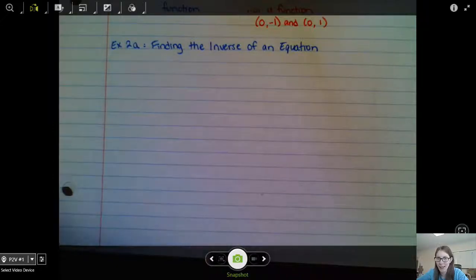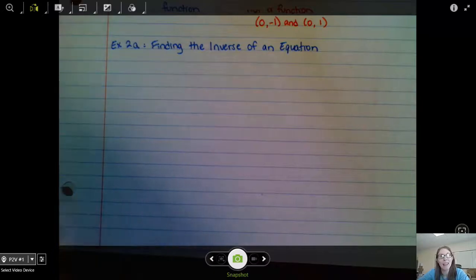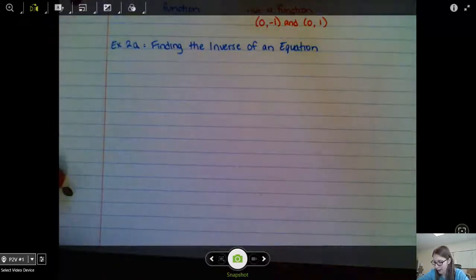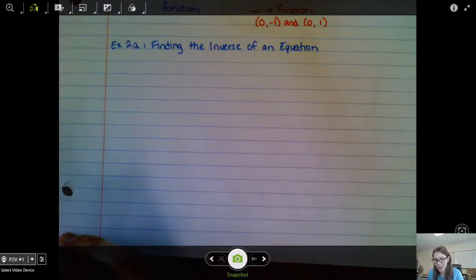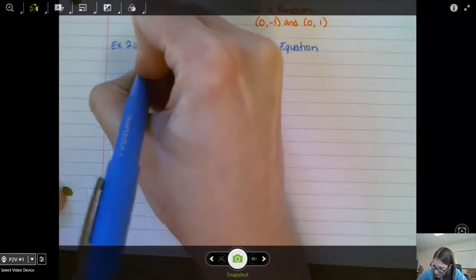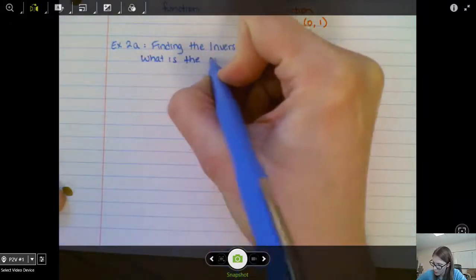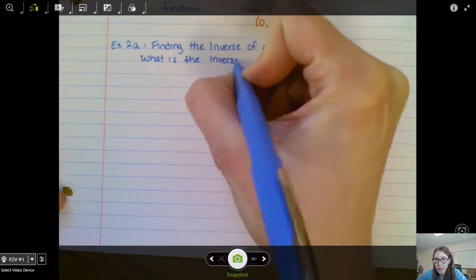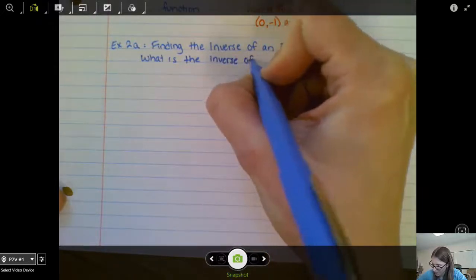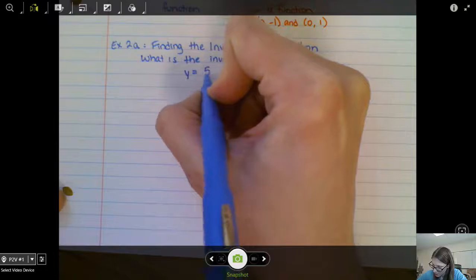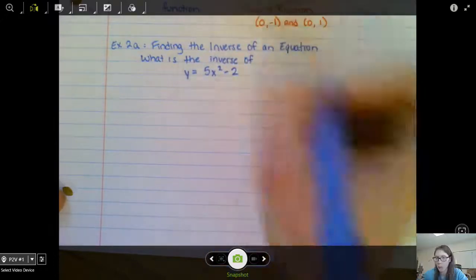So example 2a, we are going to find the inverse again, but instead of finding the inverse of a table that we did in example 1 there, we are going to find the inverse of an equation. And again, that main idea holds. The x's and the y's switch. So we're going to find the inverse. What is the inverse of y equals 5x squared minus 2?